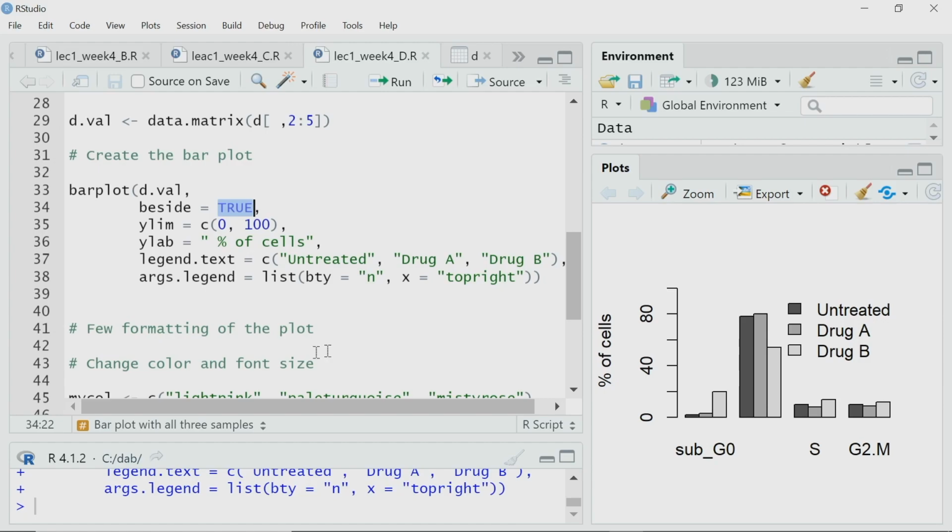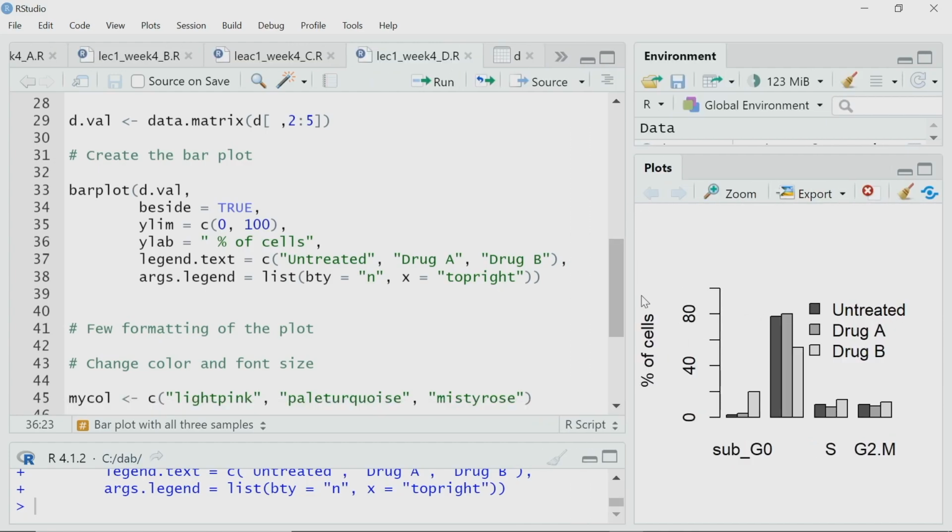And then I have set the limit of the vertical axis to 0 to 100. I have labeled "percentage of cell" as the vertical axis label, and by default bar plot is plotting legends, right. So I have mentioned what should be the legend text. I have said untreated, drug A and drug B should be my legend text, and I have added an argument for legends, that is args.legend, to set the position, whether I want a box around the legend or not.